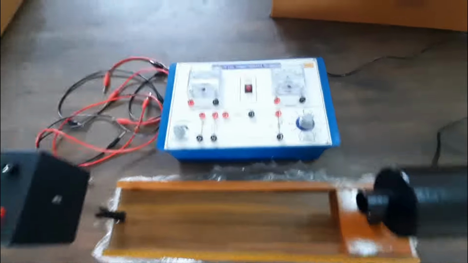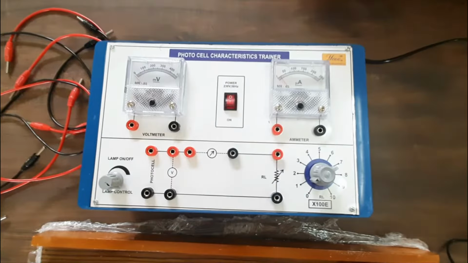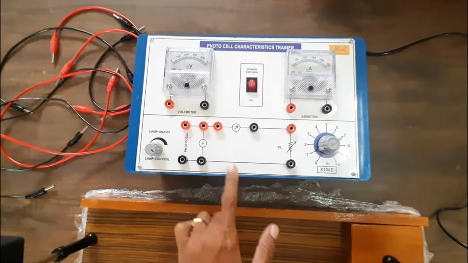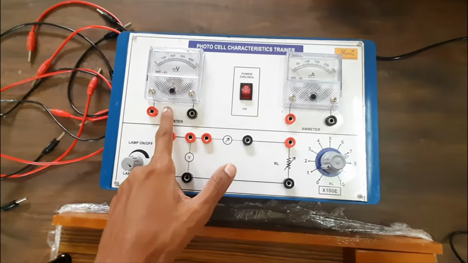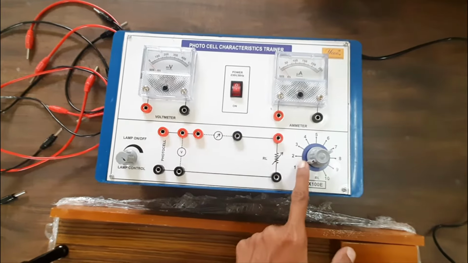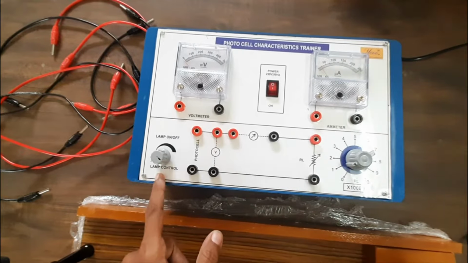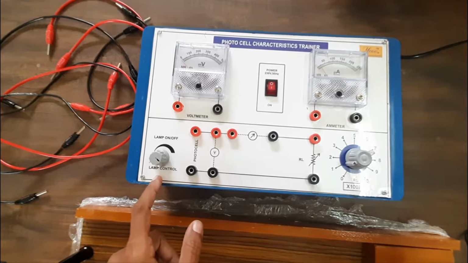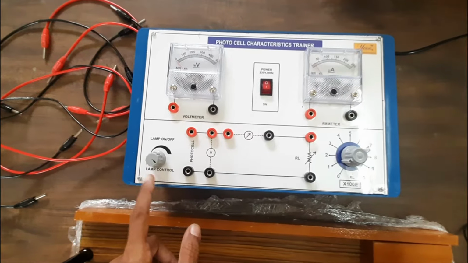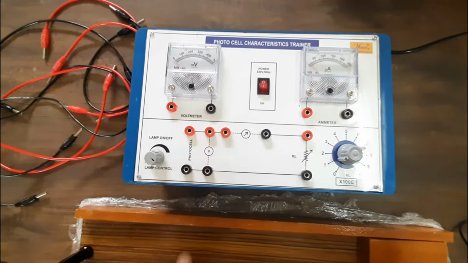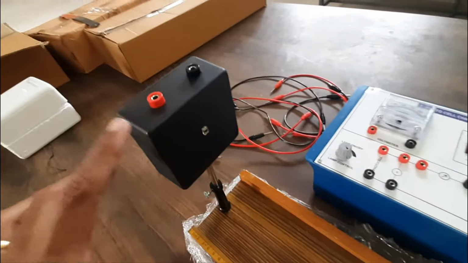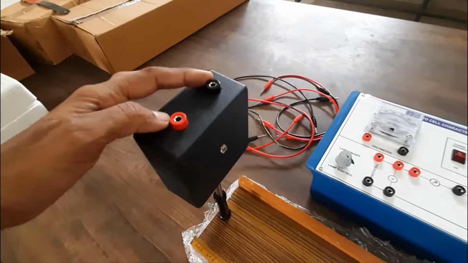To perform this experiment we require the photocell characteristics trainer apparatus. Within this kit we have the voltmeter, ammeter and the load resistance. Here is the knob to operate the lamp. We can control the lamp with the help of this knob, and here are the patch cords, and this is the photocell which has positive and negative terminals.